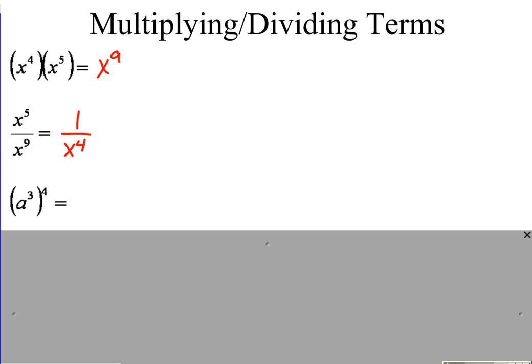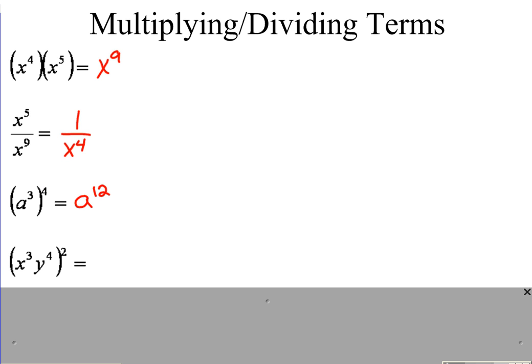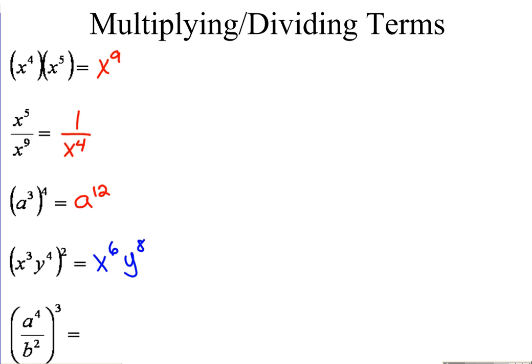Power raised to a power is when we multiply exponents. So here I take the 3 times the 4. We get a to the 12th. Product raised to a power, remember, is the same property as what we just had up above. I take each one of these powers and raise it to a power. Power to a power, we multiply. So we're going to get x to the 6th, y to the 8th.